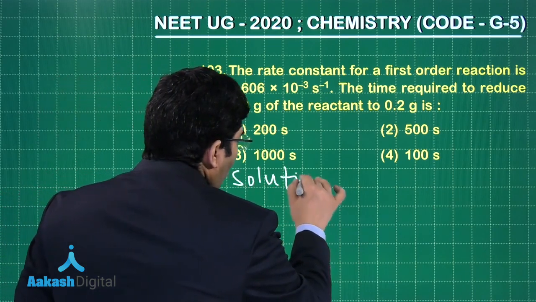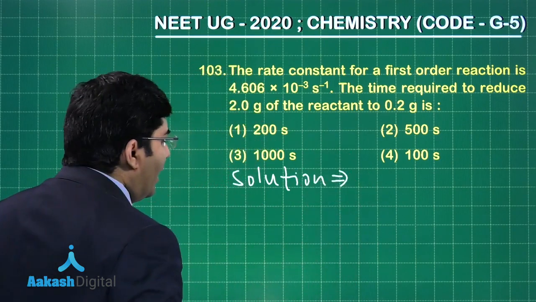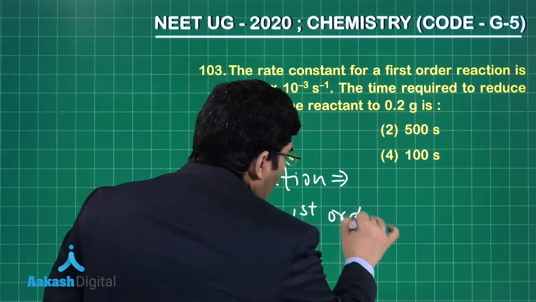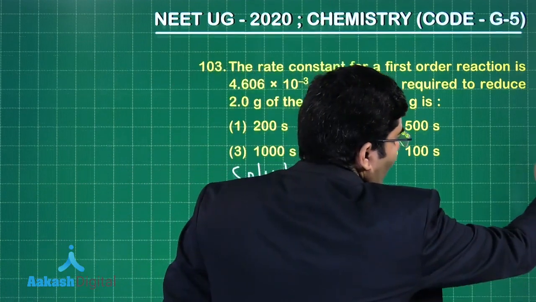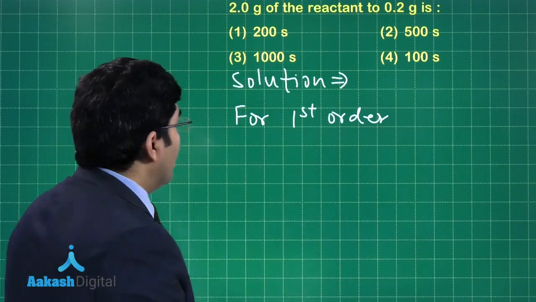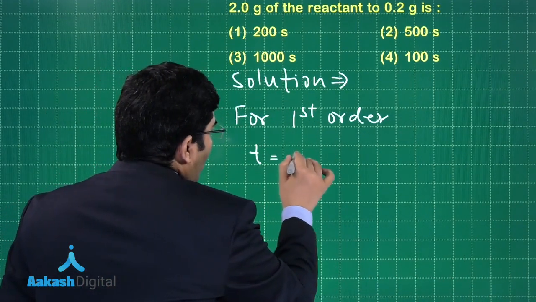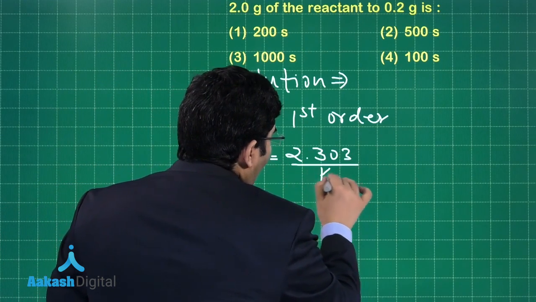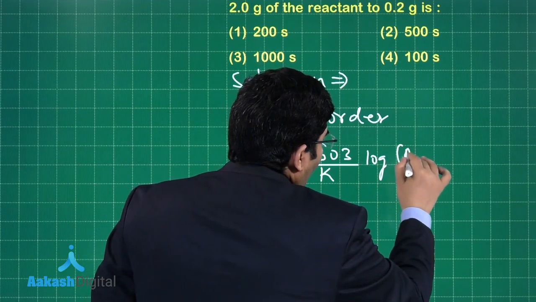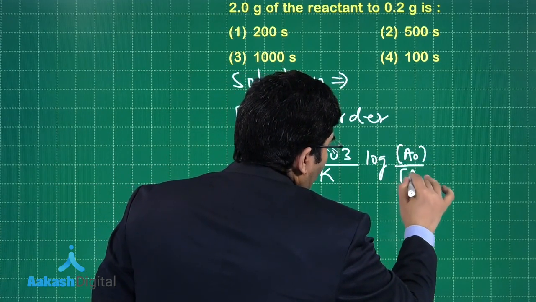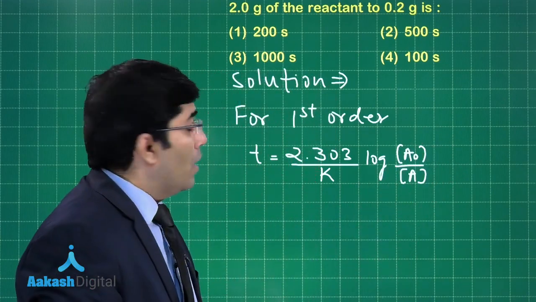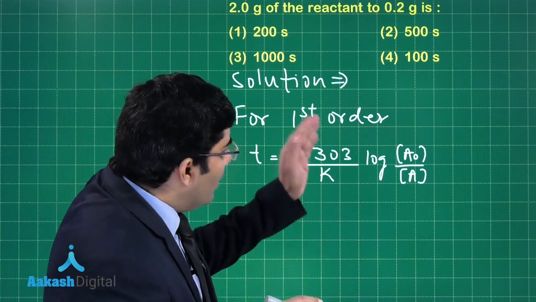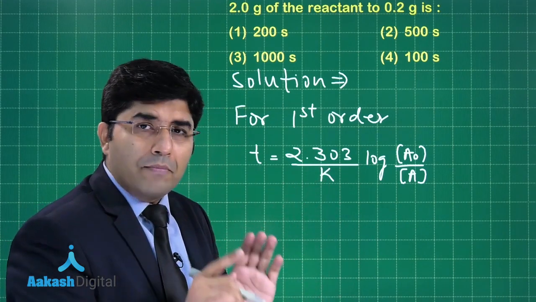So we know that for first order, the relation between the concentration and the time is t is equal to 2.303 upon K log a naught upon a. Now this is the concentration. If the volume is the same and the molar mass is the same, we can directly write the weight in grams, right?